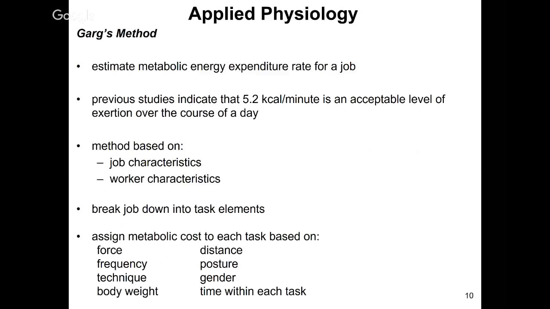All right, so Garg's method. This is what you are going to be using. It estimates energy expenditure. Other studies have shown that 5.2 is a good number, so you want to try to not exceed that too much, if you're doing this for workers that you oversee, for example. It looks at job characteristics and worker characteristics, and it looks at each task. Some of the things that we're interested in include force, frequency, technique, body weight, distance, posture, gender, and time within each task.